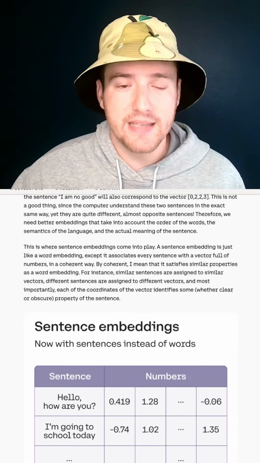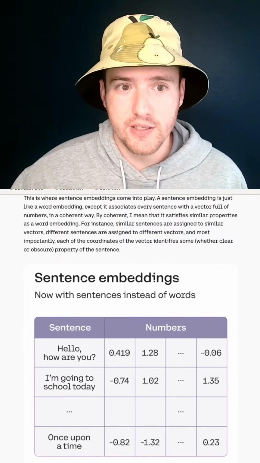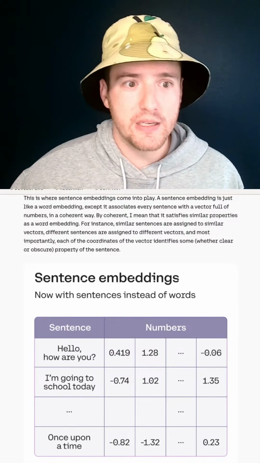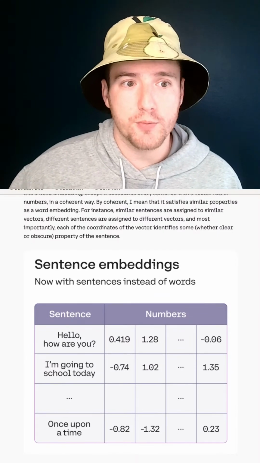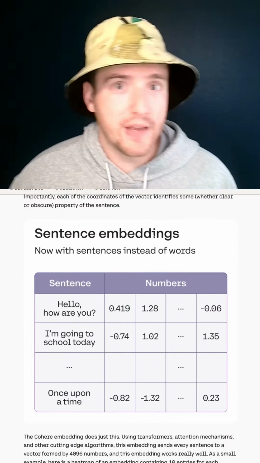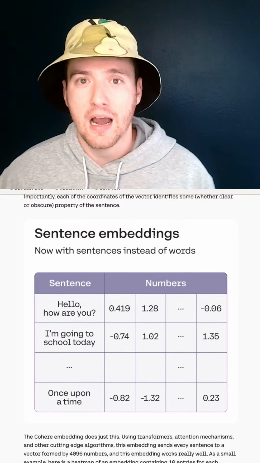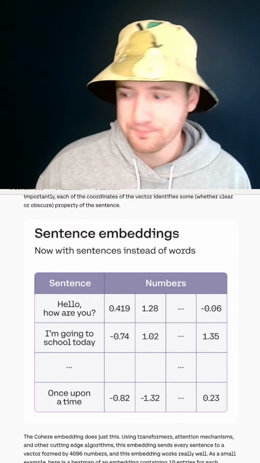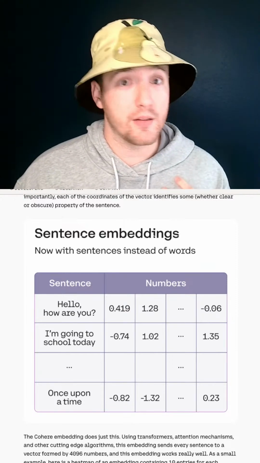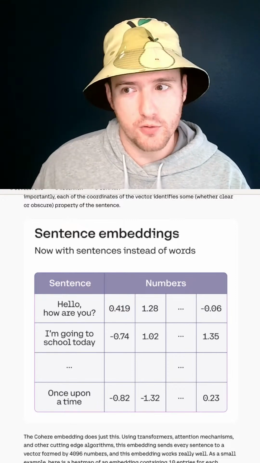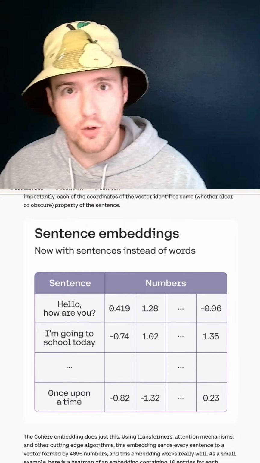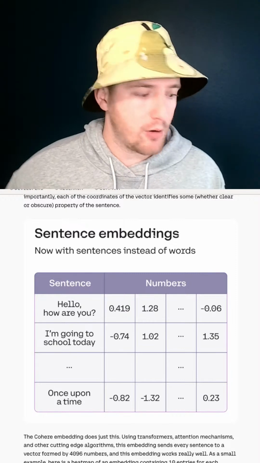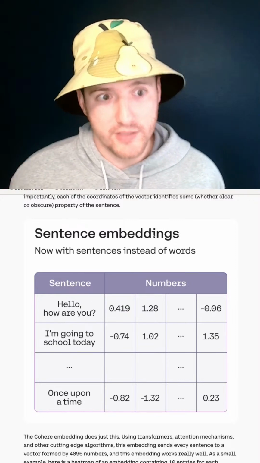By coherent, I mean that it satisfies similar properties as a word embedding. For instance, similar sentences are assigned to similar vectors, different sentences are assigned to different vectors, and most importantly, each of the coordinates of the vector identifies some, whether clear or obscure, property of the sentence. With 1024 embeddings and different coordinates, I'm sure there's going to be embeddings and coordinates that are not going to make sense to us at a glance. If you were writing notes, right, you might write a different note about something than someone else. And so that is exactly what these LLMs or these models are doing. They're embedding, they're learning about these words, and they might be using a rating system or a number system and embedding metric that doesn't align with how a human or how someone else may conceptualize a word or a sentence.